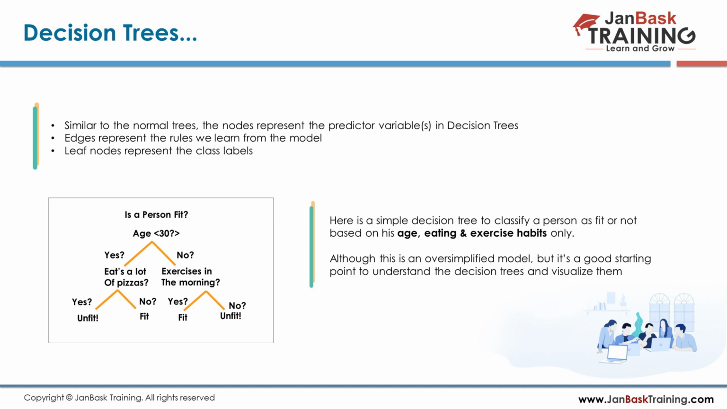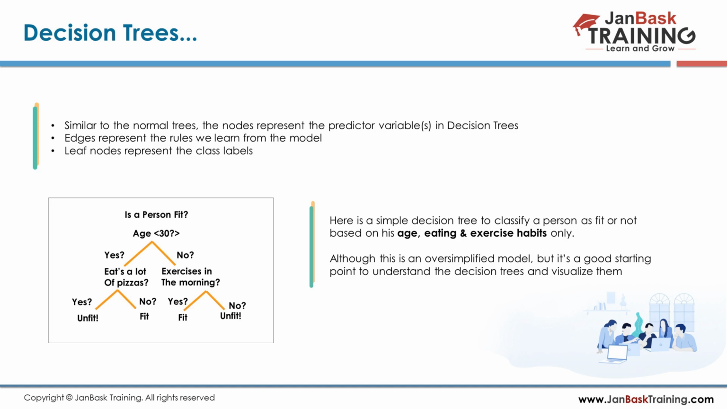It is mentioned in a very simple way, but in actual, the algorithm takes a lot of features like age, whether the person does exercises, eating habits, exercise habits. All these things will be taken into account in the actual sense. This is an oversimplified model, but it's a good starting point to understand the decision tree and visualize them. Just see once in the decision tree, this graph, you will understand the branching.